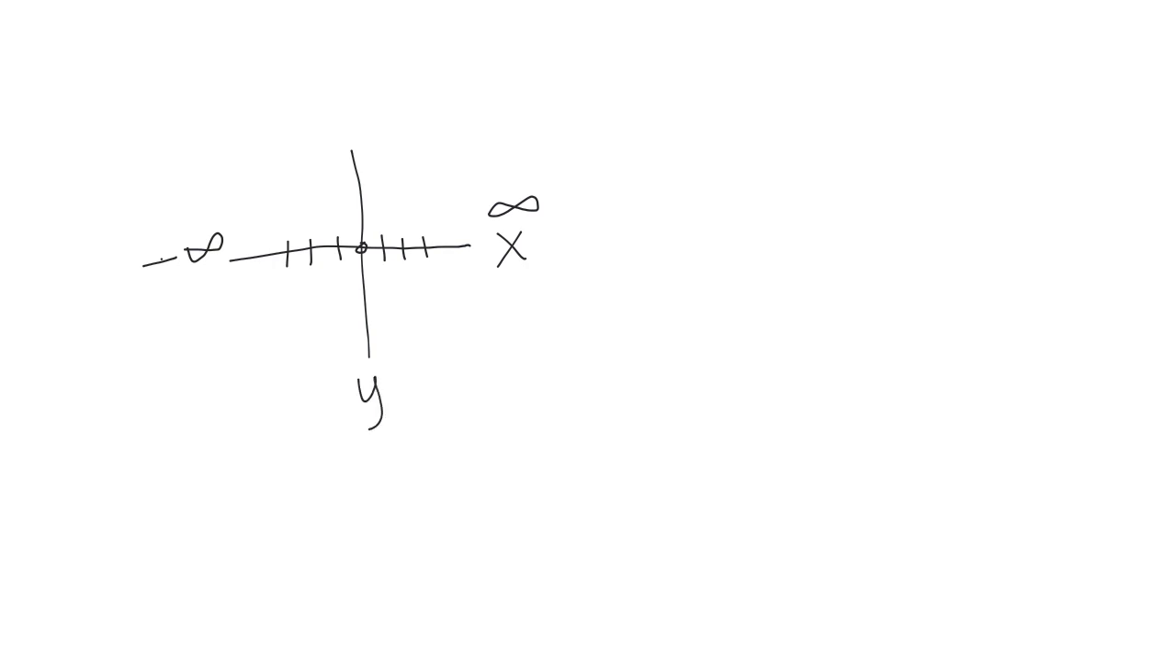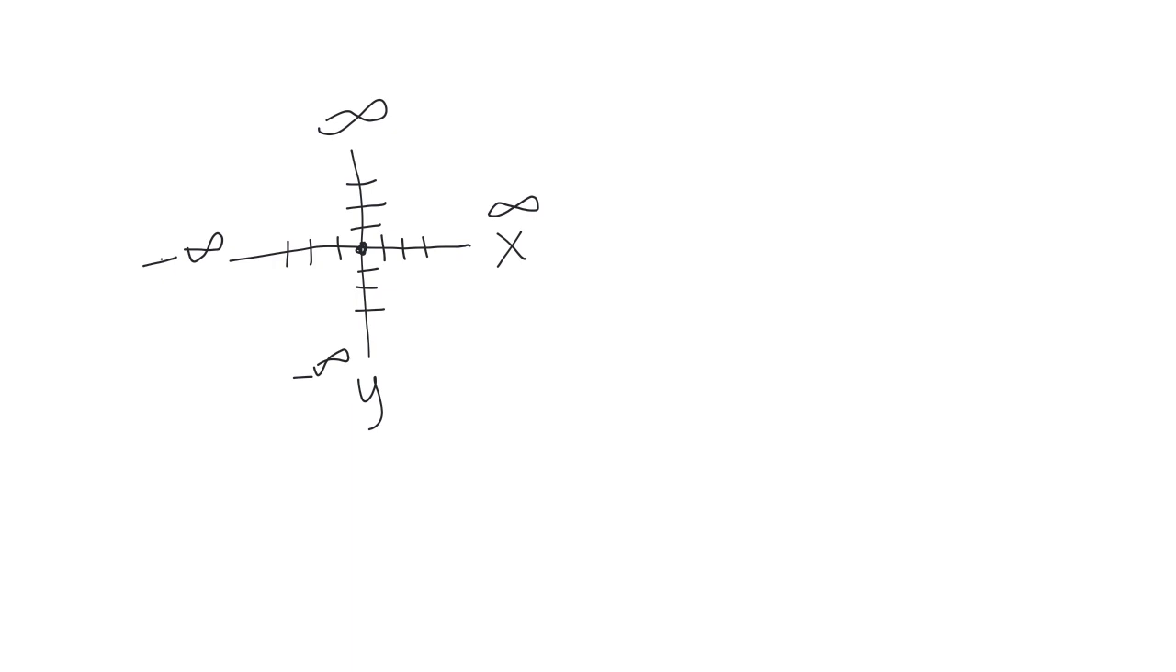Then we have the y-axis. The y-axis is our vertical axis. It's still a number line, but it's kind of flipped. So we still have the 0 in the middle. Up above, we have positive numbers that go all the way to positive infinity. And down below, we have negative numbers that go all the way down to negative infinity.